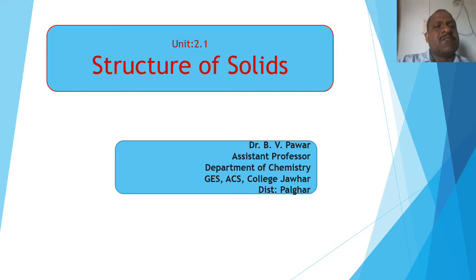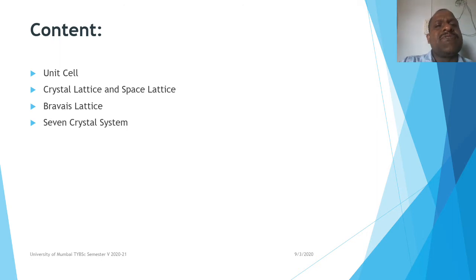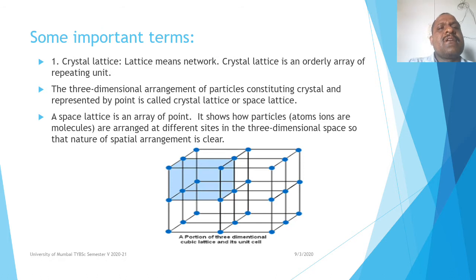Hello friends, in today's video we will see some important concepts in the structure of solids. We will see four important concepts. One is unit cell, second one is crystal lattice and space lattice, third one is Bravais lattice, and fourth one is the seven crystal systems. Let me first define some terms.